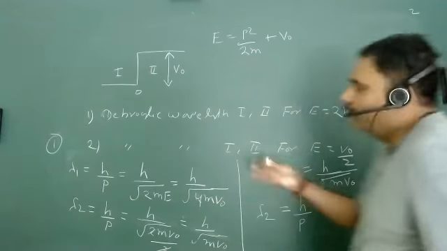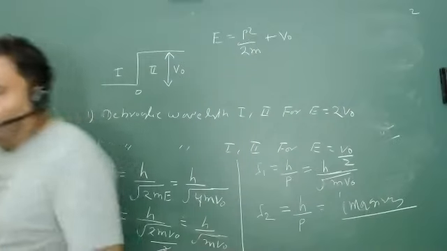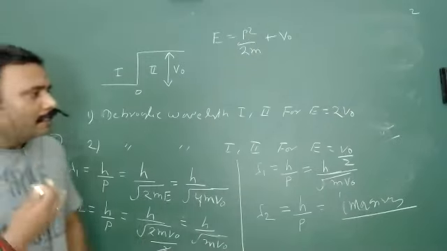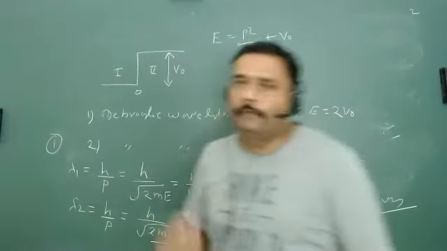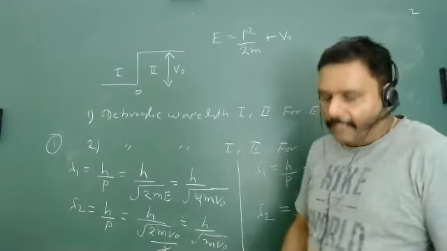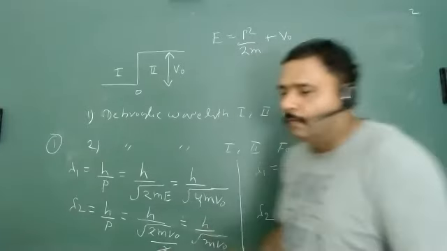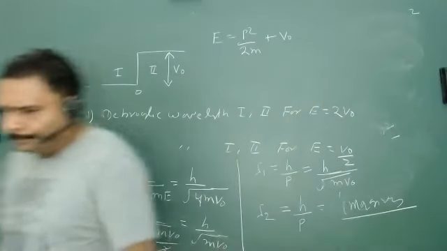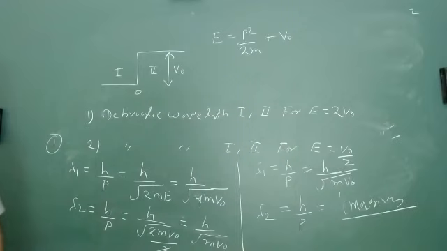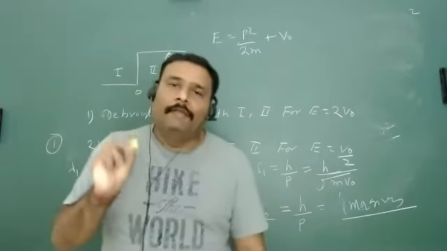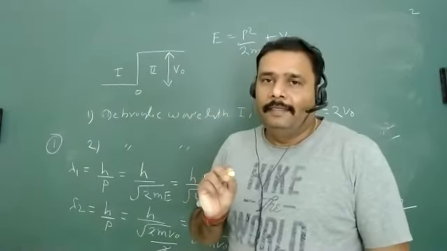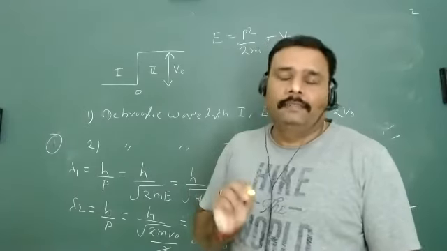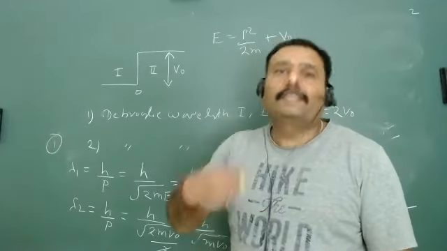So an imaginary wavelength doesn't mean anything. So what is the conclusion actually? Can anybody give me the answer? Sir, if momentum becomes imaginary, then total energy is less than potential energy. It means the concept of de Broglie wavelength is only for those regions which are the classical allowed region.